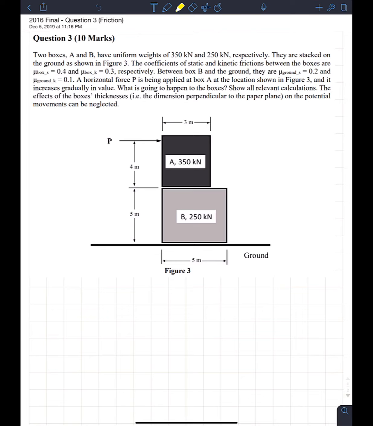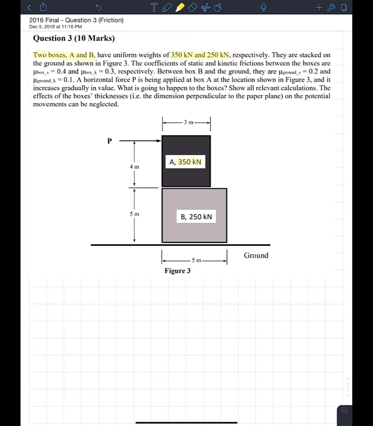So looking at the question, it says, two boxes, A and B, have uniform weights of 350 kilonewtons and 250 kilonewtons respectively. So what it means is crate A is 350 kilonewtons, and they put it right on here. And crate B is 250 kilonewtons. So these are actually really, really heavy crates. I wonder what they are, like little houses or something. All right. It says they are stacked on the ground as shown in figure 3.